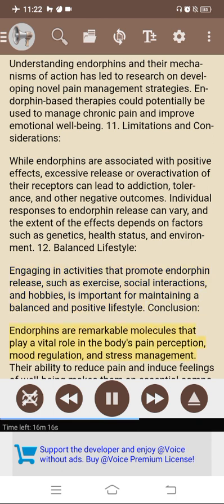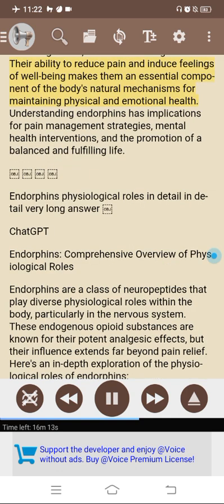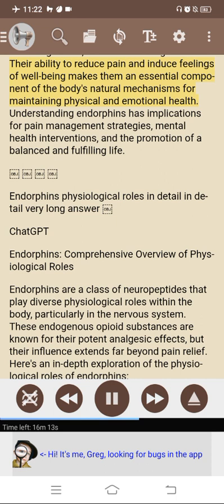and positive lifestyle. Conclusion. Endorphins are remarkable molecules that play a vital role in the body's pain perception, mood regulation, and stress management. Their ability to reduce pain and induce feelings of well-being makes them an essential component of the body's natural mechanisms for maintaining physical and emotional health. Understanding endorphins has implications for pain management strategies, mental health interventions, and the promotion of a balanced and fulfilling life.